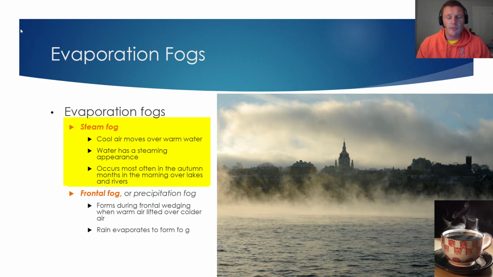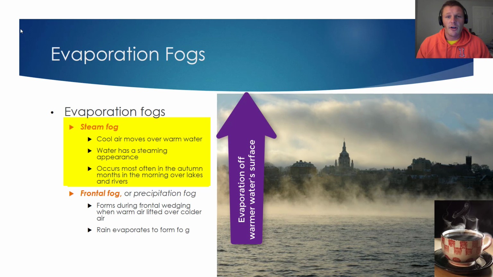The mechanism by which steam fog occurs is that evaporation will occur off the surface of the warm water. And remember, if the air is cool, it doesn't take a whole lot of water vapor content to make the air reach saturation. So any of that warm water that evaporates off the surface will be added to the water vapor content of that cool air just over the top of the surface. And then once that air becomes saturated and you reach the dew point temperature, voila, you have steam fog.